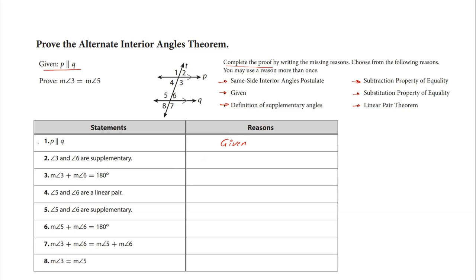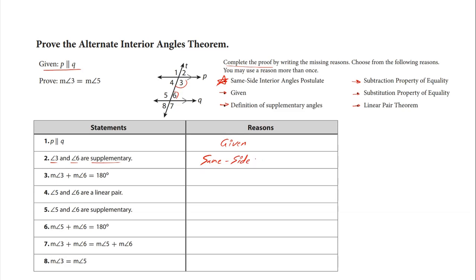Now, step 2, they say angle 3 and 6 are supplementary. They're talking about this angle here and this angle here. Why are they saying they're supplementary? First things first, what kind of angles are 3 and 6? I'm thinking same side interior. Let's see. Same side, they're supplementary. Yeah, I would say same side.